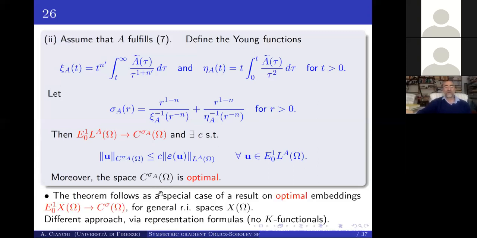Now, the proof of this embedding doesn't follow from the key functional argument. And again, we have a more general statement where instead of Orlicz spaces, we have a general rearrangement invariant space X. And the approach here is by representation formulas. So these formulas in terms of integral operators of Riesz potential type that I hinted at before. So the approach here is different.